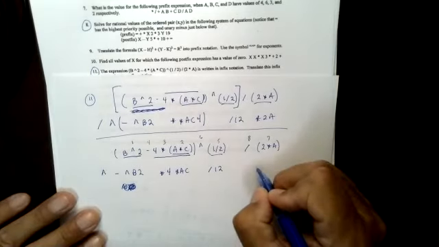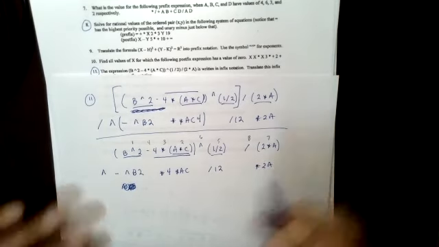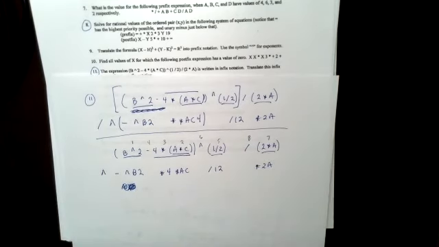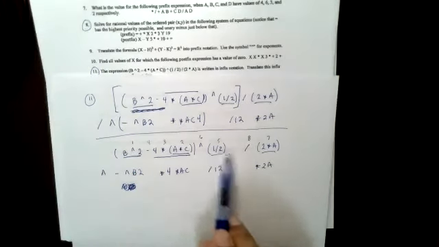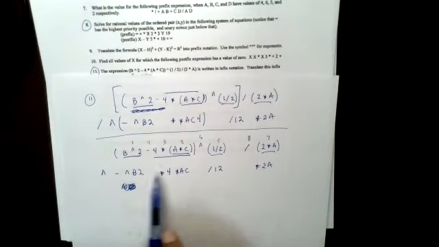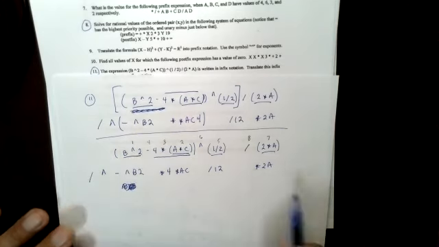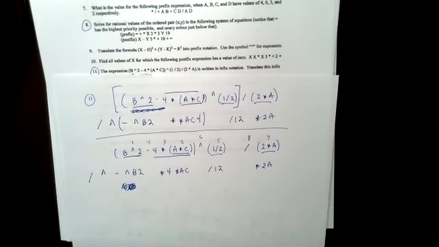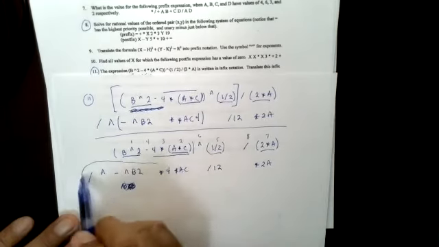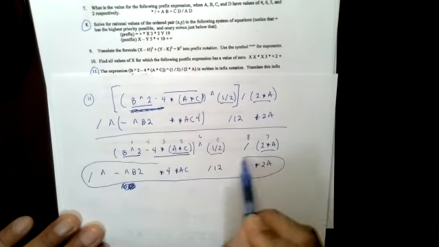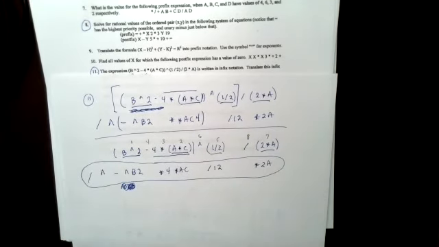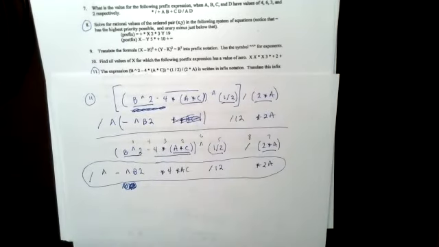Seventh is right here, times 2a. The eighth is all of this divided by all of that. So it's all of this divided by all of that. Yeah, I messed up my order up there. Don't look at that one.